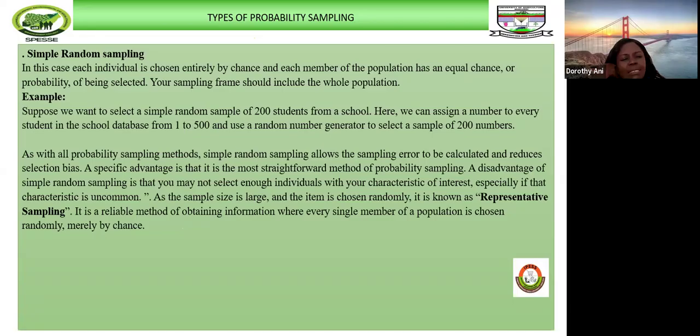Example, you want to select a simple random sample of 200 students from a school. Here you can assign a number to every student in the class database from 1 to 500. So you need to get a sample of 200 students, and the students are up to 500. So what do you do? Well, you use a random number generator to select a sample of 200.